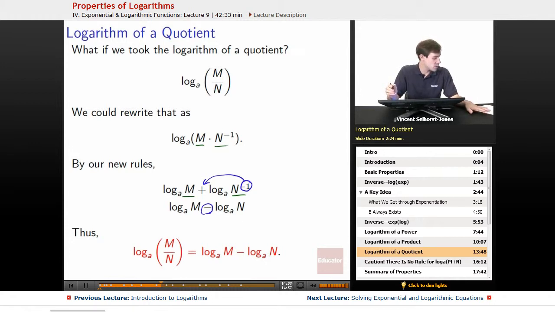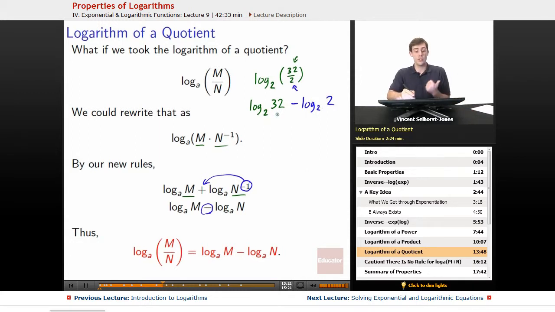Let's look at an example to help clarify this one as well. So if we look at log base 2 of 32 over 2, well, we could write that by our new rules as log base 2 of 32, the part on the top, minus log base 2 of 2, the part on the bottom. Log base 2 of 32, what number do we have to raise 2 to get 32? Well, 2 at 1, 4 at 2, 8 at 3, 16 at 4, 32 at 5. So log base 2 of 32 is 5. What is log base 2 of 2? Just 1, right? 2 to the 1 equals 2. So 5 minus 1, we wind up getting 4.